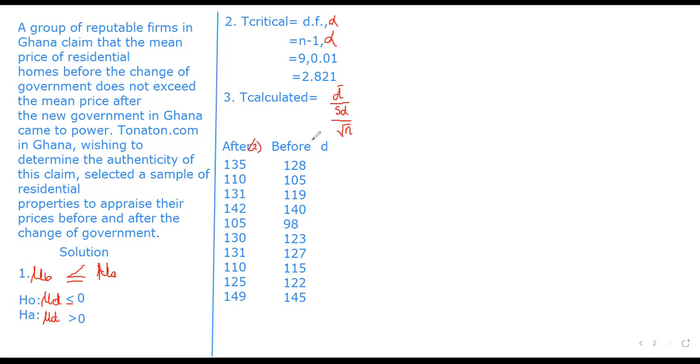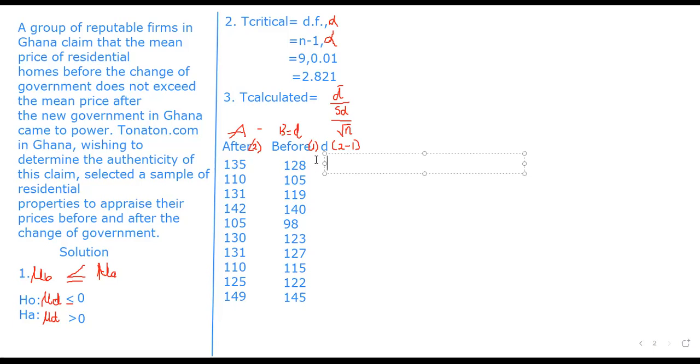So let's represent the after with 2, and the before with 1. The difference here is 2 minus 1, so after minus before, A minus B. That will help us get our D. So let's list our D by subtracting before from after.